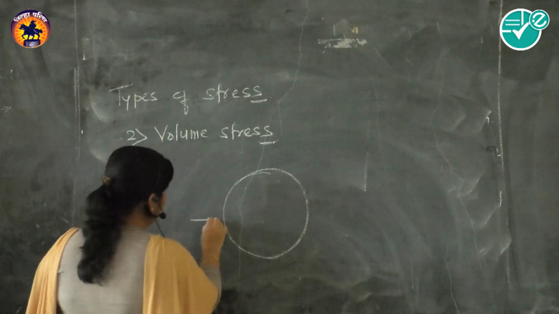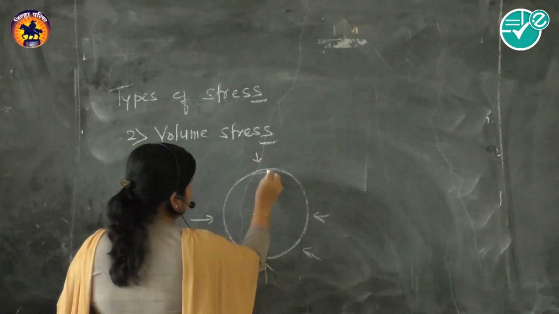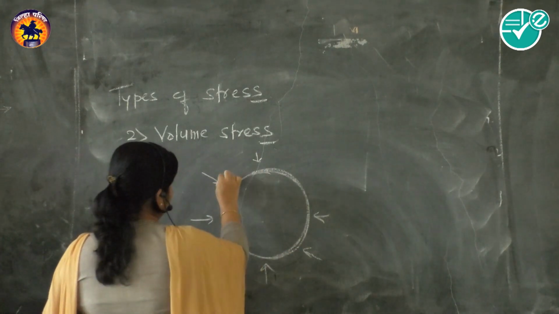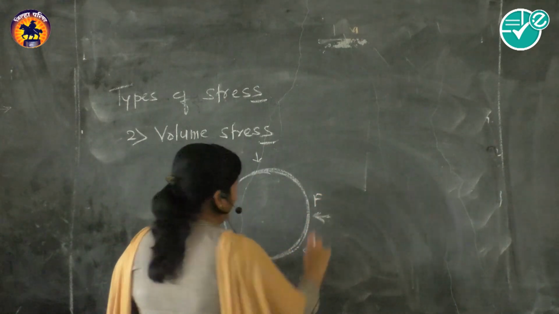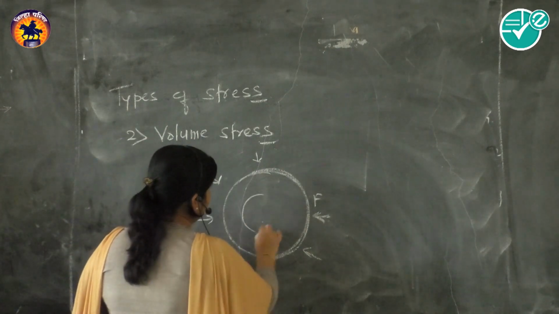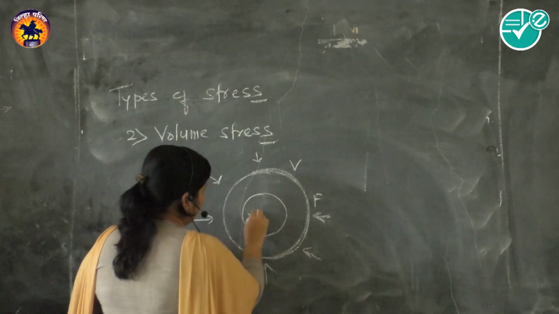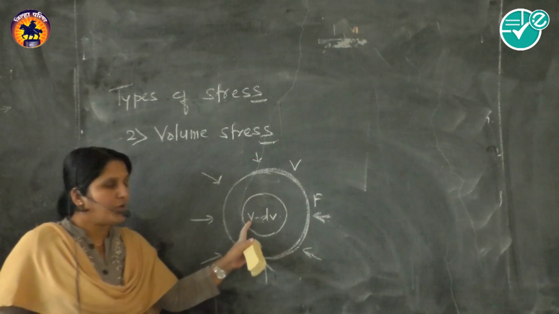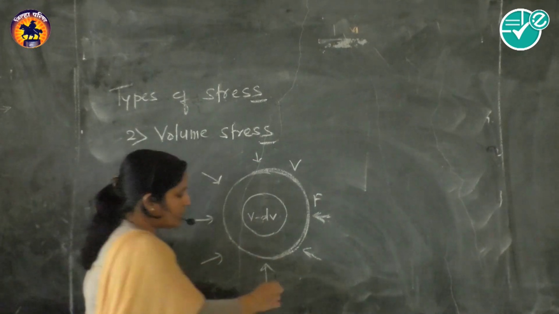For example, we are applying force from all sides to this bladder. Because of this application of force, what happens? If its original volume is V, then its final volume becomes V minus dV, meaning the change in volume is dV.